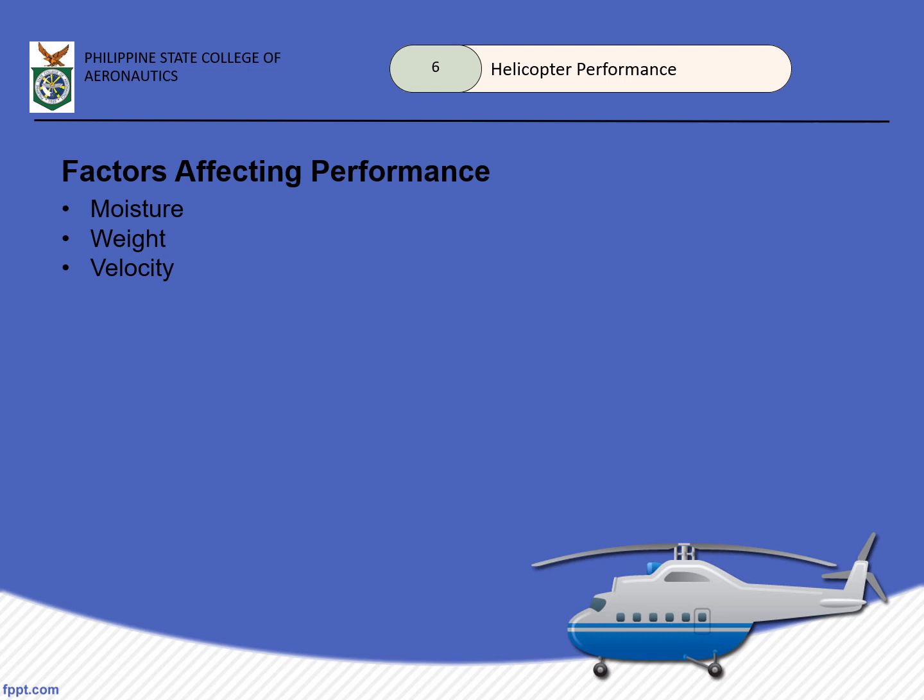Takeoff and climb performance is greatly affected by wind. Translational lift increases, so this results in less power required to hover. Increased tail rotor thrust absorbs power from the engine, which means there is less power available to the main rotor to produce lift.